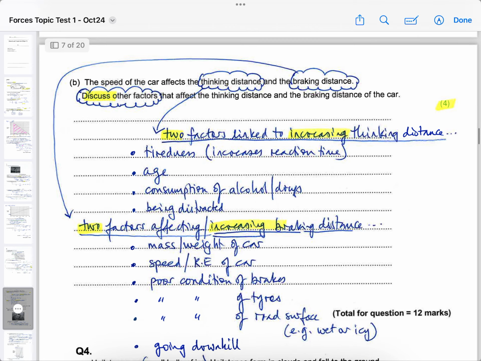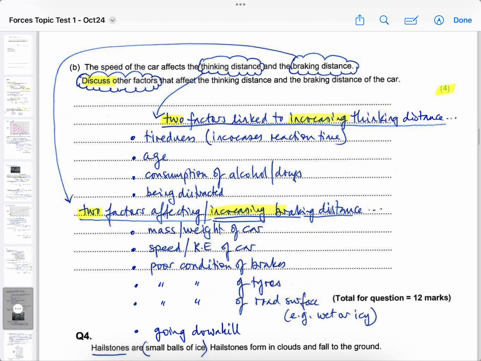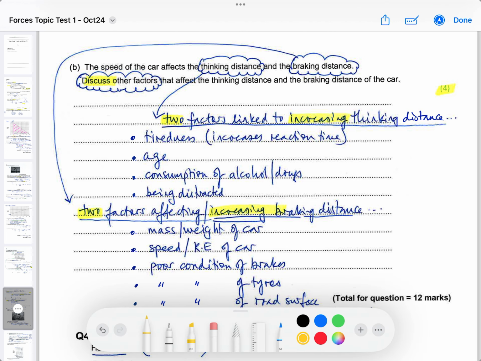The next question says the speed of the car obviously affects the thinking distance and the braking distance. Discuss other factors. So they mean not speed. That affects the thinking distance and braking distance of the car. So the way the mark scheme is designed is that you get 2 marks for the thinking part, and 2 marks for the braking distance.